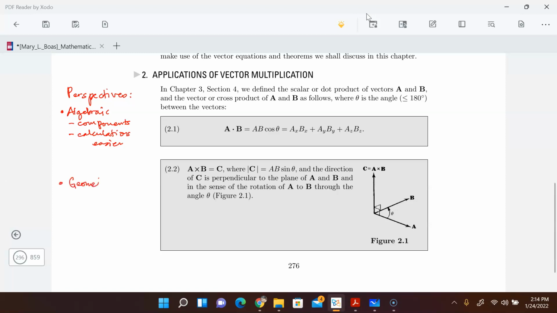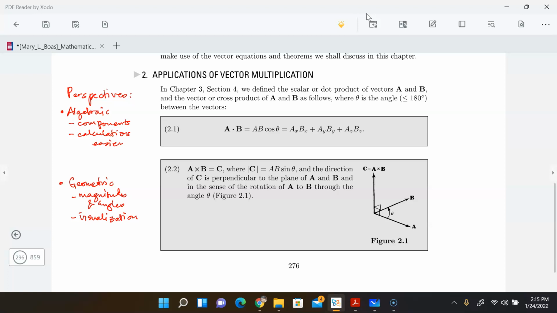So the other one is geometric. Over here, when you describe vectors, you describe them in terms of magnitudes and angles. And what is the advantage of this particular perspective? It's good for visualization.